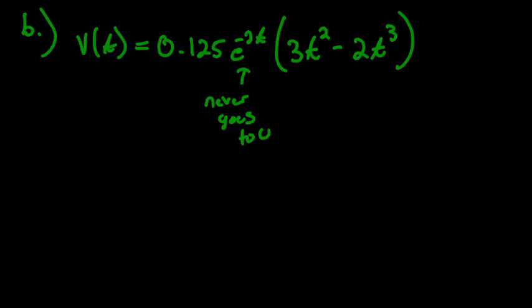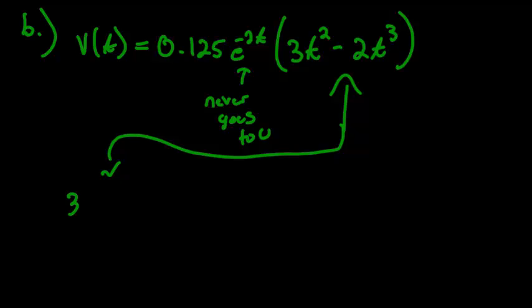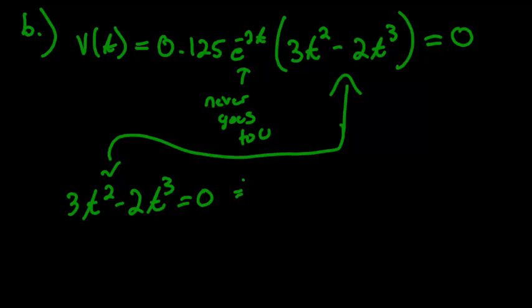To 0. But this term, we can manipulate to 0, right? So we just have to set 3t squared minus 2t cubed equal to 0, and this whole equation, v of t, will be equal to 0. So how do we do that? We can factor out a t squared, right? So we'll do t squared times (3 minus 2t) is equal to 0.